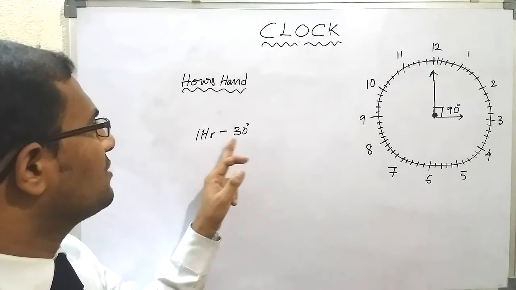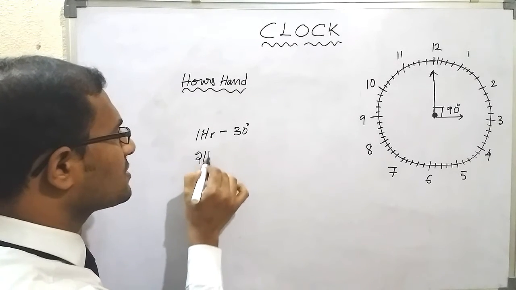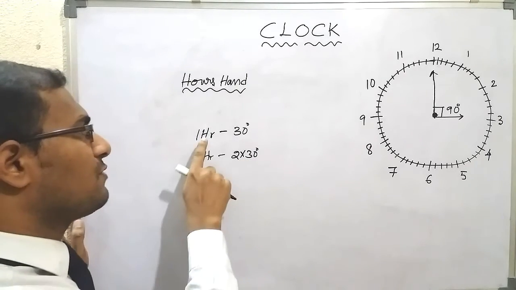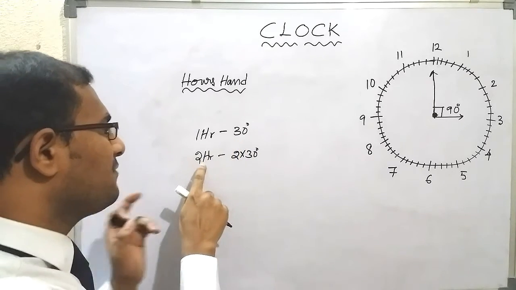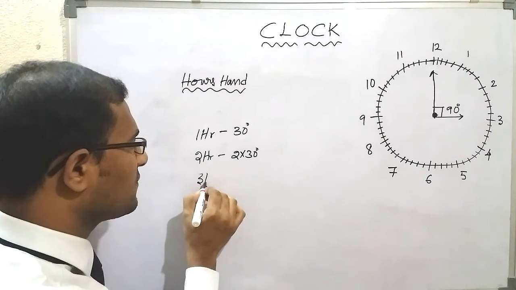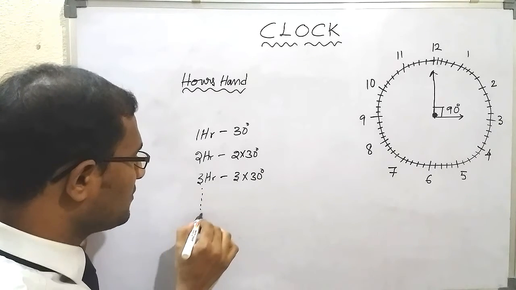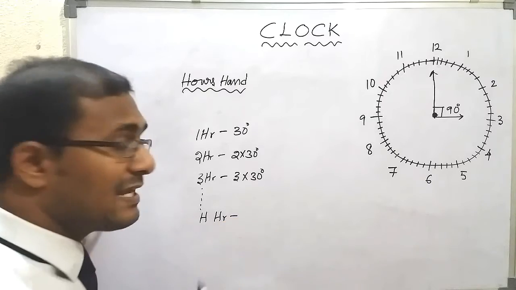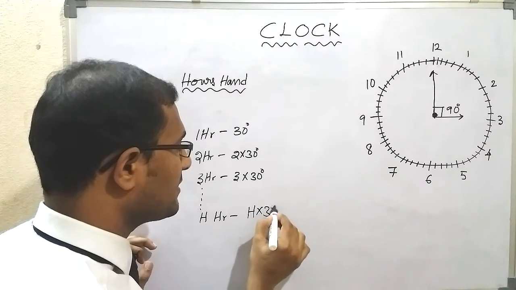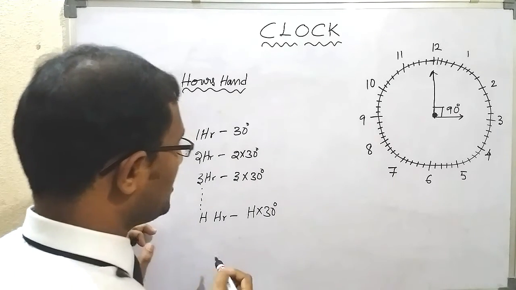For every 1 hour, the hours hand covers 30 degrees. For 1 hour it is 30 degrees, so for 2 hours it covers 2 into 30 degrees, which is 60. For 3 hours, it is going to cover 3 into 30 degrees. So for example, for h hours, how much angle does it cover? Simply h into 30 degrees. Now let's see one more condition.